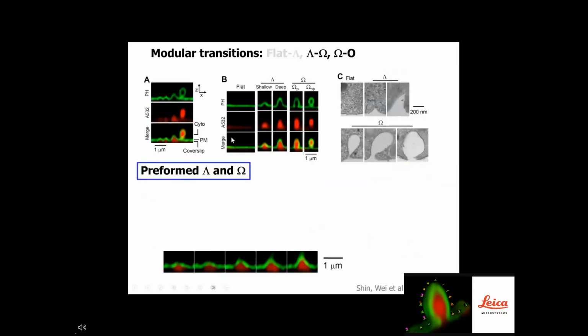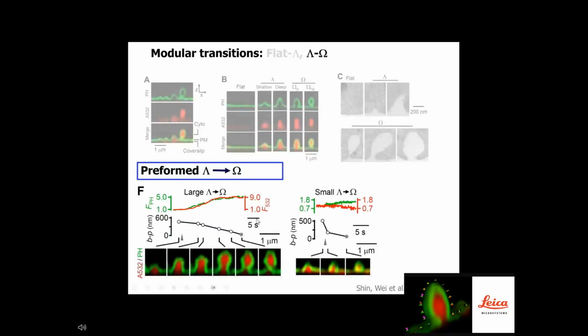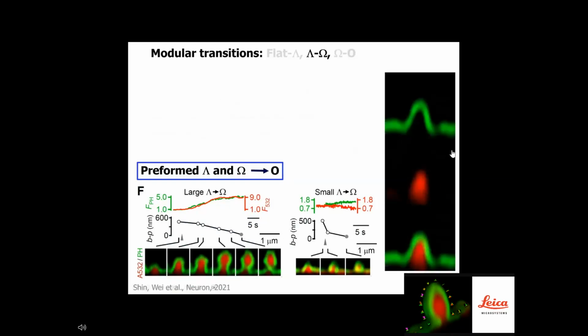This lambda profile does not proceed further into the omega profile. It stops here. Because of this, we see these preformed lambda shapes and omega shape profiles in the resting conditions, as shown here in this STED imaging, and also in the electron microscopic images. These preformed structures, lambdas and omegas, can also proceed further to become omegas or vesicle-like structures. So here I show you an example of a preformed lambda shape that is converted into the omega shape after the depolarization, shown here in this real-time video.